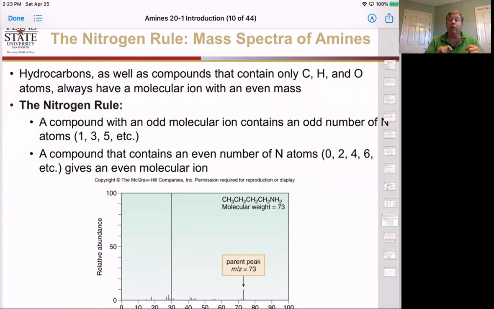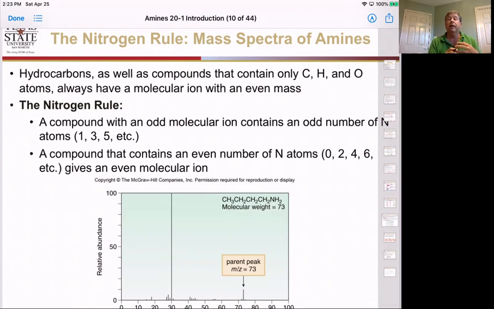But if we have 1 or any odd number of nitrogens in there, the mass of nitrogen is 15, and therefore our molecular ion peak will be odd. However, when you add an odd number and an odd number together, you get an even number. That means when you have 2 or multiples of 2 nitrogens in your system, the molecular ion peak becomes even again.